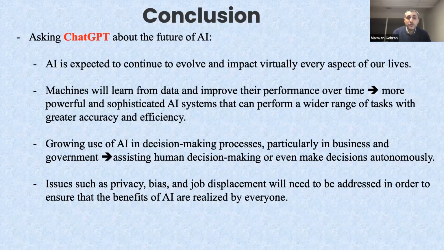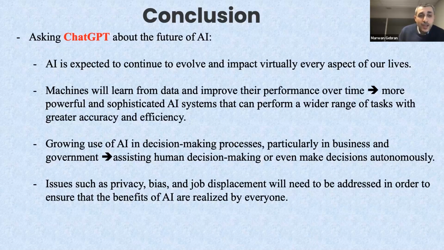That machine learning will learn from data and improve its performance over time. And we will have more powerful, more sophisticated AI in order to be able to solve tasks with greater accuracy and with higher efficiency. Growing use of AI in decision-making processes, which means assisting human decisions or making decisions more automated. And there would be, of course, some issues like privacy, bias and job displacement that will need to be addressed for sure in order to ensure that the benefits of AI are realized by everyone. This is an AI giving its opinion about AI. It's not my opinion. This is not my conclusion. This is the AI's conclusion.